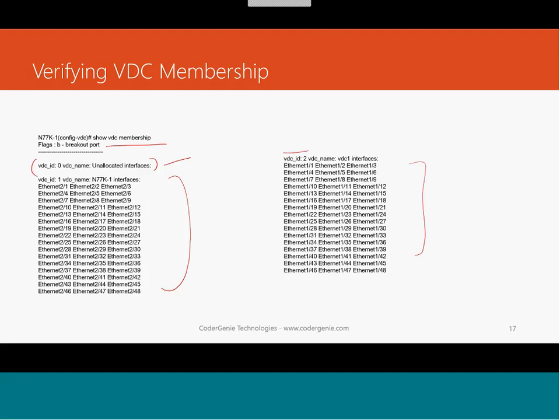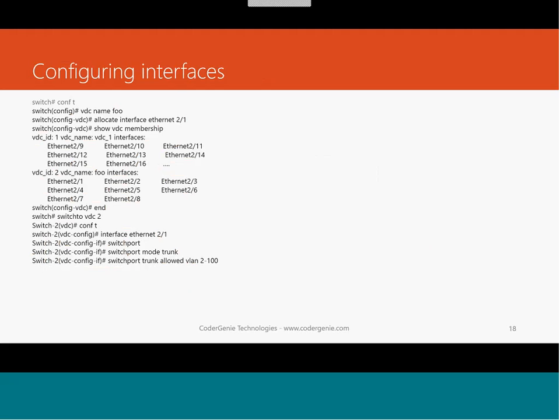Once you delete a VDC, all the resources that were part of that deleted VDC move to the unallocated resources. Otherwise, they remain part of their respective VDC, right? Okay, so the same example is shown here: how you allocate the resources and how you verify what resources are part of which VDC. This is how you do it, right?